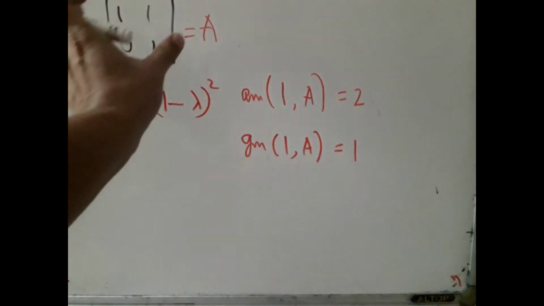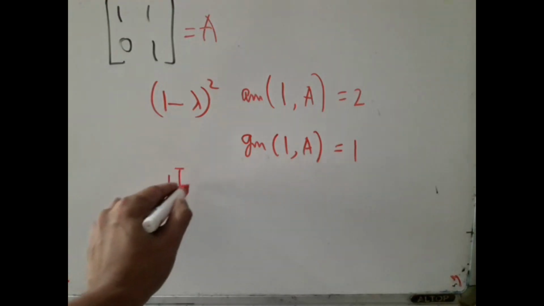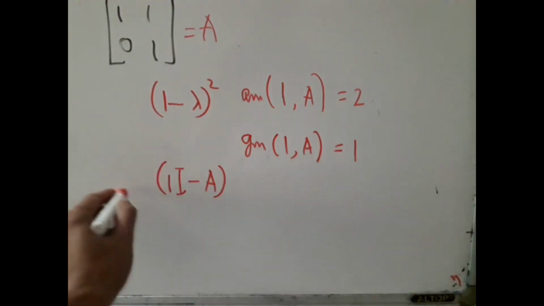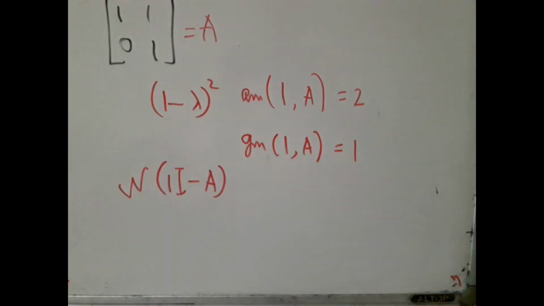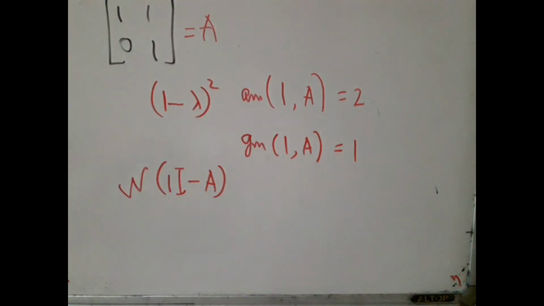Just directly compute 1 minus 1 times I minus A, and look at its null space, it is trivial to see that it will have dimension 1. So in this case, 1 is not a regular eigenvalue of A.